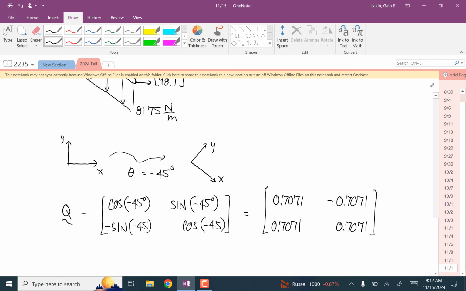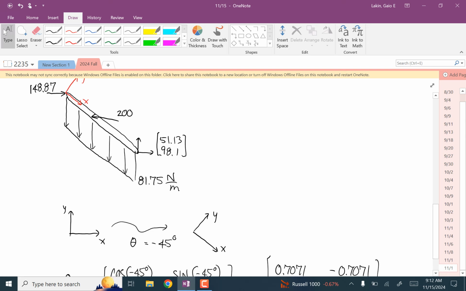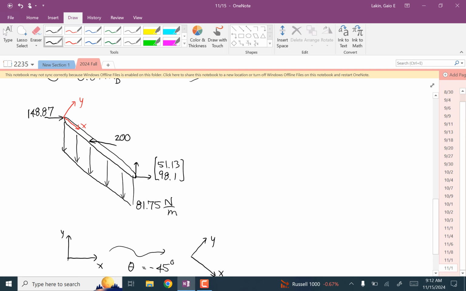Okay? So one by one now, let's go through these vectors. And when we get to this one, this distributed load, we're going to think of this distributed load as a vector that's equal to 0, negative 81.75.